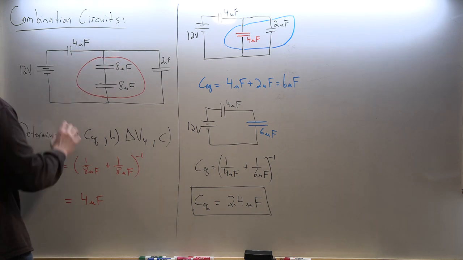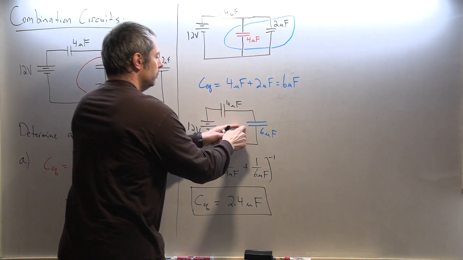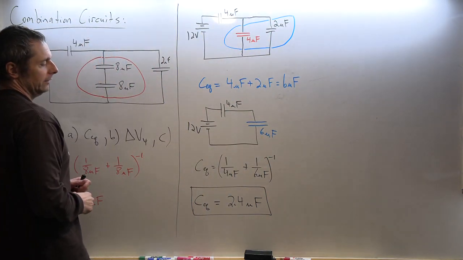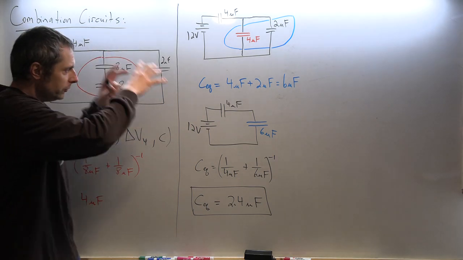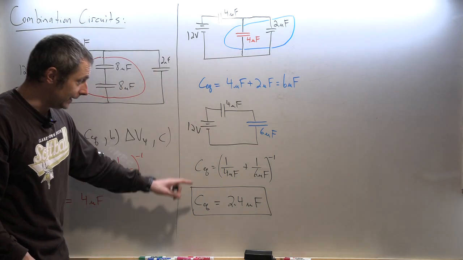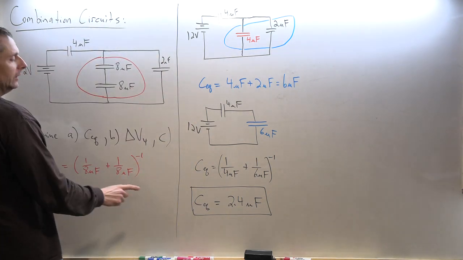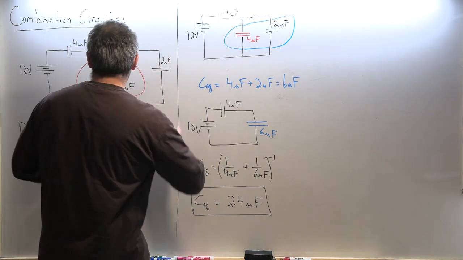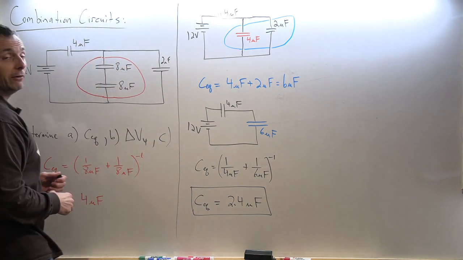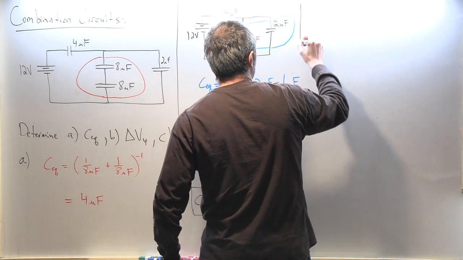So that's what you do. Look for series, simplify, replace. Parallel, simplify, replace. Okay? And the more complicated, the more steps it takes to eventually get it down to one capacitor. So to the battery, all of these feel like one capacitor that's 2.4 microfarads. Replace all these with one capacitor, the battery would not know the difference. Okay, so that's part A.